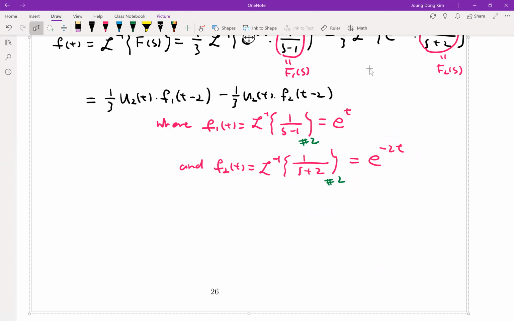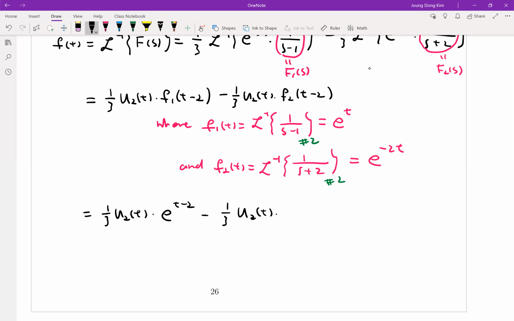Okay, almost there. We can plug t minus 2 into f1 of t. It is equal to 1/3 u_2(t) times e to the (t minus 2), minus 1/3 u_2(t) times e to the minus 2(t minus 2). That's it. My son is here.